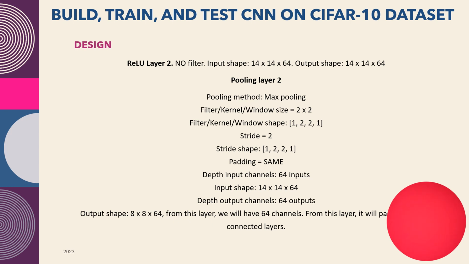The pooling layer 2 is composed of a filter and kernel window size of 2 by 2, the filter and kernel window shape 1, 2, 2, 1, two strides, and the stride shape will be 1, 2, 2, 1. Padding is the same. The depth input channels are 64, and the input shape will be 14 by 14 by 64. The depth output channels equals 64 outputs. The output shape from this layer will be 8 by 8 by 64, and from this layer, it will pass to the fully connected layers.